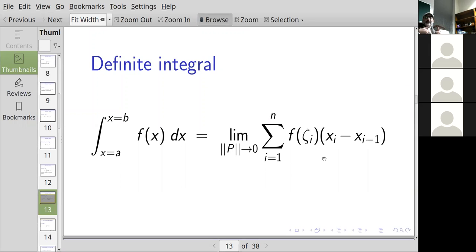But if you are stuck trying to evaluate the integral from first principles using rectangles, then it might matter for the ease of the calculation which point you take. So for that reason, people often take the left endpoint or the right endpoint. But in principle, it should not matter. So we can take the midpoint as well. I could have taken zeta i equals x_i, or zeta i equals x_{i-1}, or zeta i equals (x_i + x_{i-1})/2, the midpoint, or any other point. Are there more questions?